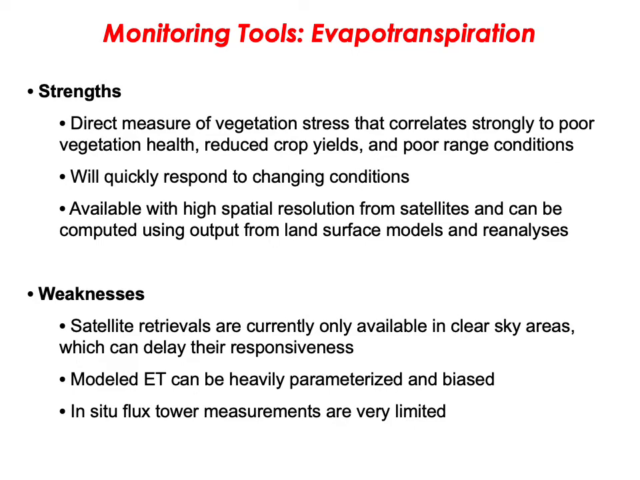during flash drought. Modeled ET can be heavily parameterized and biased, and in-situ flux tower measurements of ET are very limited. Now, despite these limitations, ET-based indicators are very important because they provide direct evidence of drought impacts at the land surface. As such, they have been used pretty extensively. They've been used in many flash drought studies during the past decade.